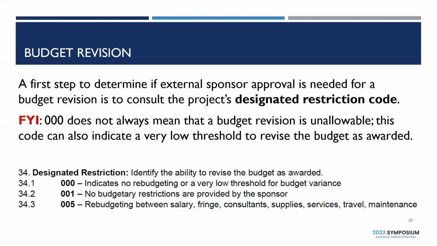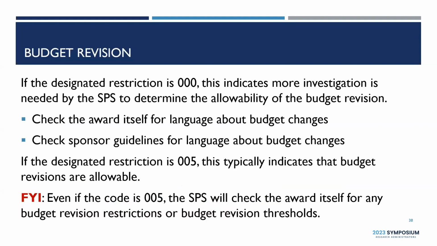001, no one really said it in the award, so it's a little tricky. And then 005, rebudgeting between those categories. One FYI I do want to say, 000 doesn't mean that you can't rebudget in all circumstances. It just means there's a lot lower threshold than 005. So if the budget code is 000, this indicates more investigation is needed by the SPS to determine the allowability of this budget revision. So the SPS is going to be doing things like checking the award, checking the guidelines to determine if we can do this budget revision.